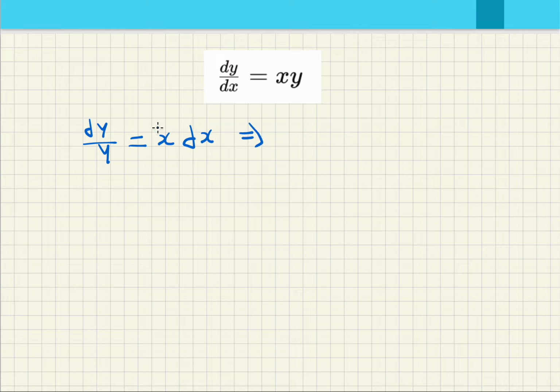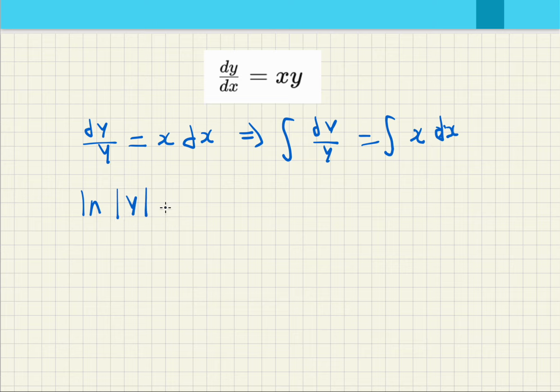So now that we have all our variables on either side of the equal sign, the next step is to integrate both sides. As long as you do it to both sides, it's fine. So the integral of x dx equals the integral of dy over y. From here, all we need to do is integrate both sides, and that would give us natural log of y, because the integral is like the antiderivative.